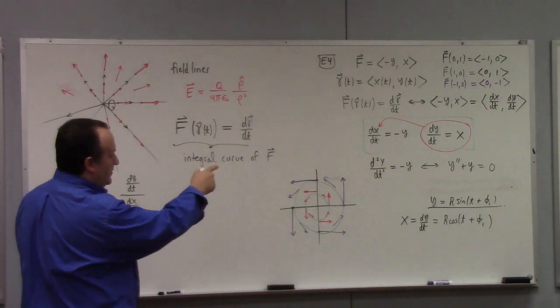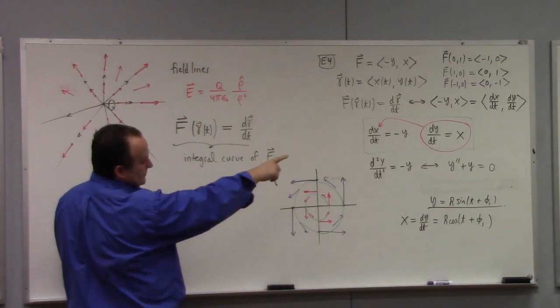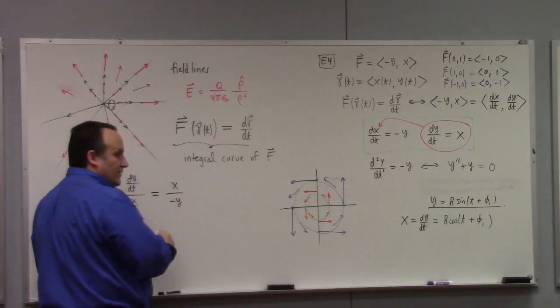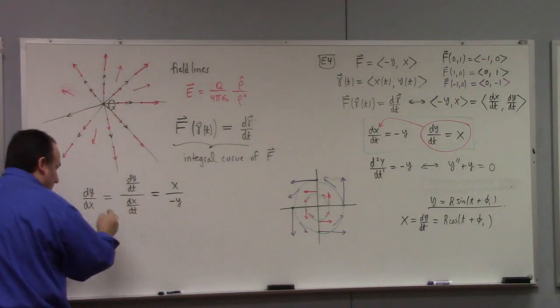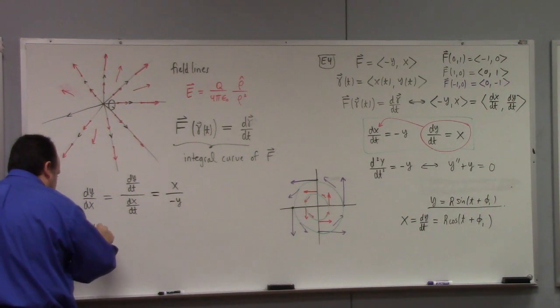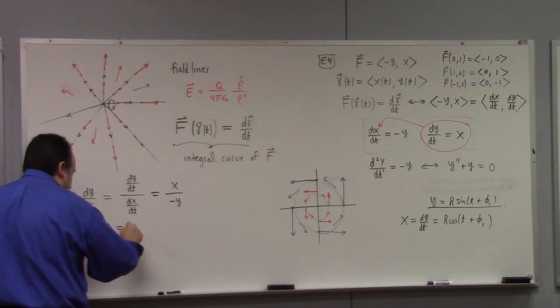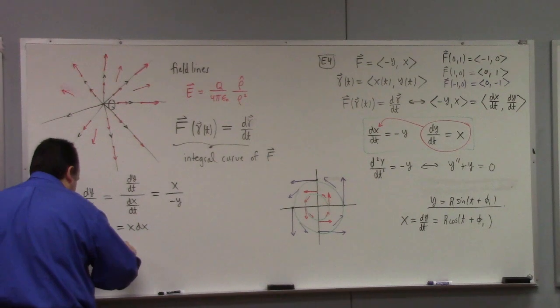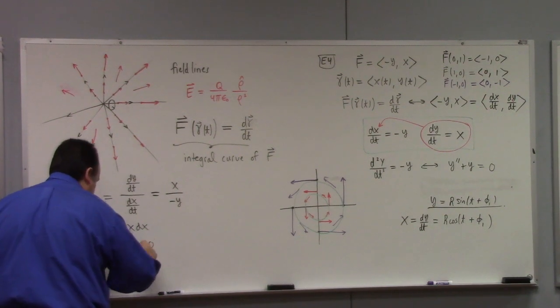Oh, well, we know what we want. We want x, and we want minus y. Oh, look at that. So now, what are we up against? We're up against minus y dy equals x dx, or better yet, x dx plus y dy equals 0.